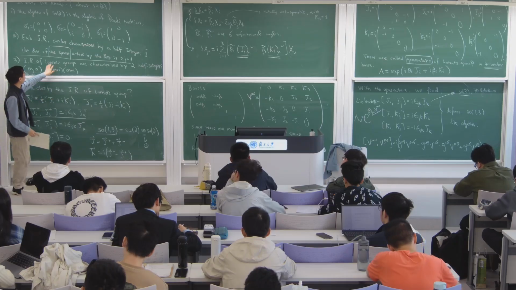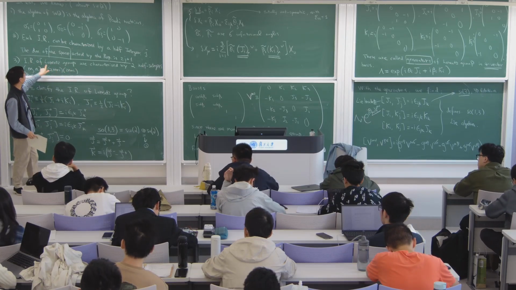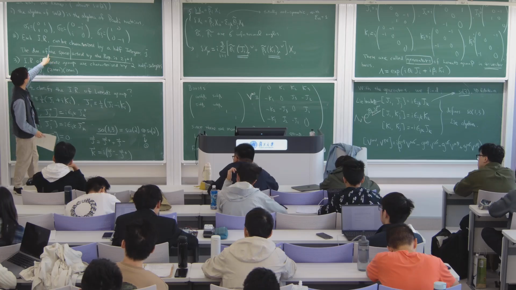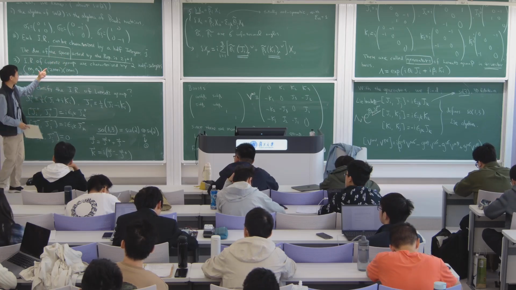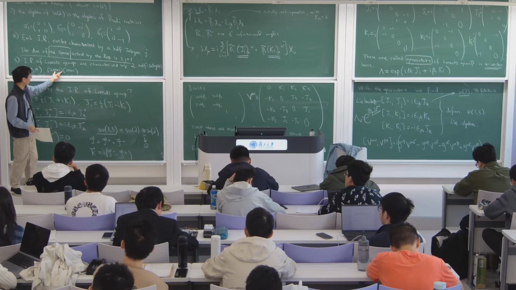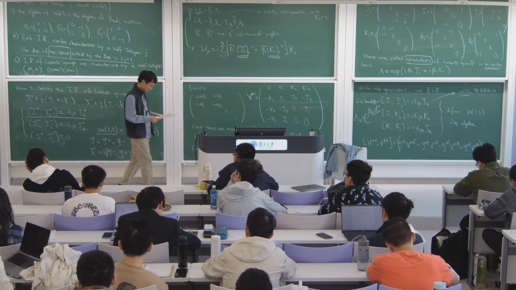So if you want to count the dimension of the representation of the group, the dimension becomes that of the space which this representation acts on. The dimension of that space becomes 2m plus 1 times 2n plus 1, okay? So this is the total counting.